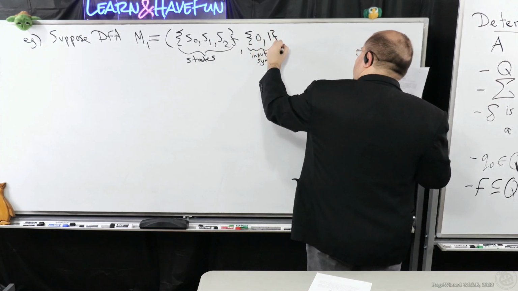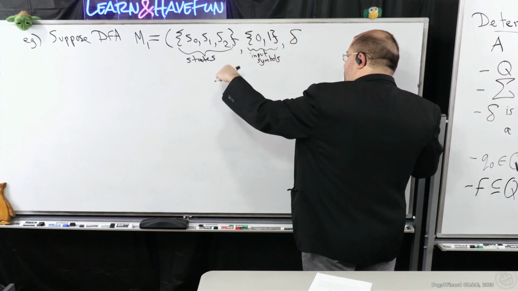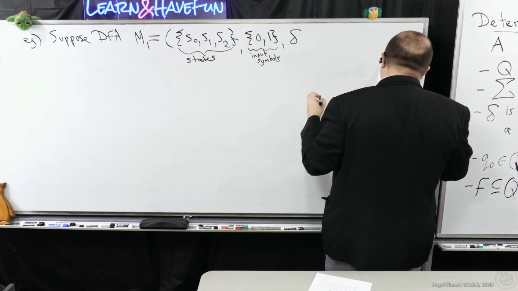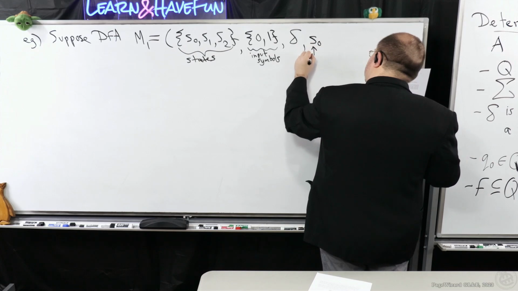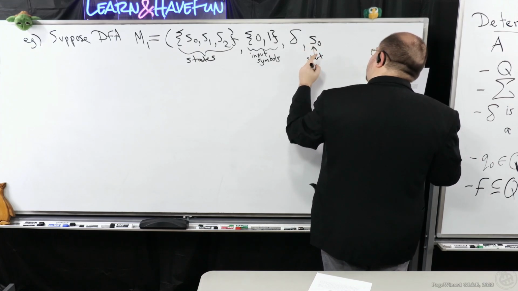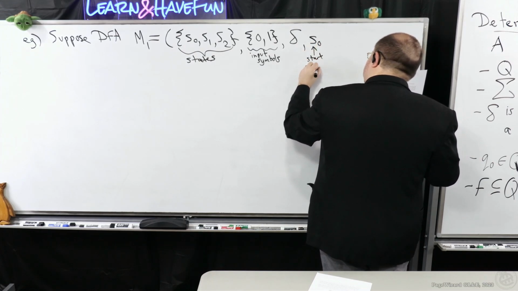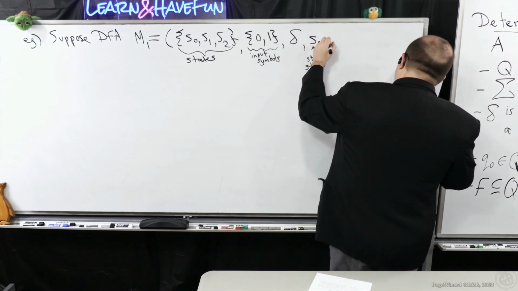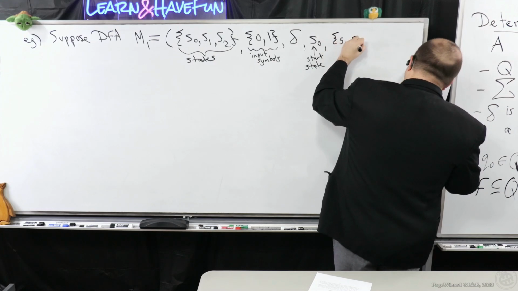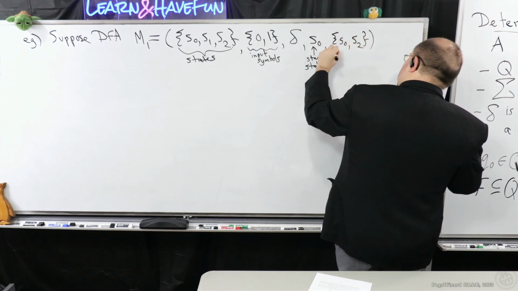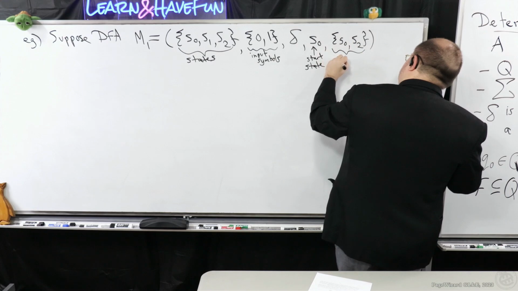Then we have the transition function, which I'm going to describe below because it takes a little while to frame. Then we have S0. S0 is going to be the start state, so the DFA is going to begin in S0. And the final or accepting states are going to be S0 and S2. So these are our final states.